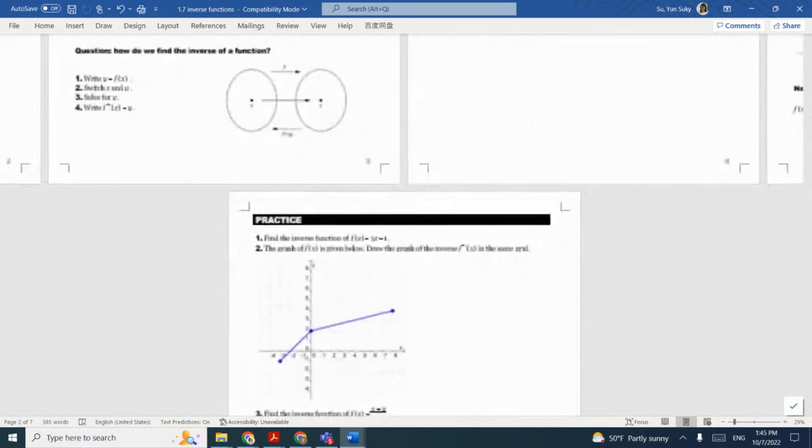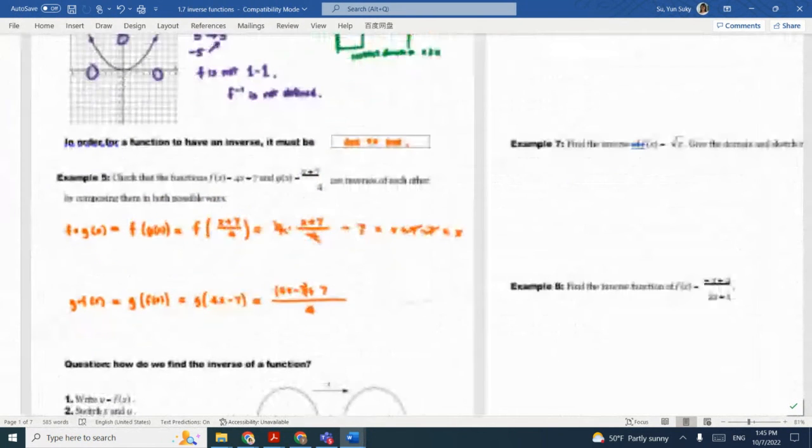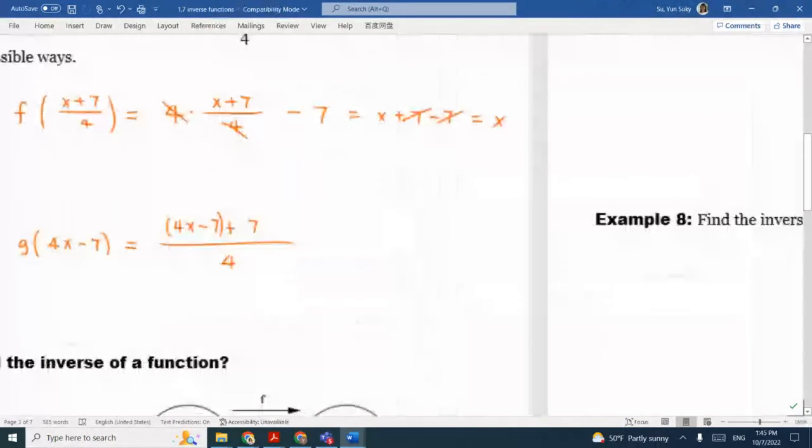Oops, sorry. My hand sometimes just touches the zoom in and zoom out button.